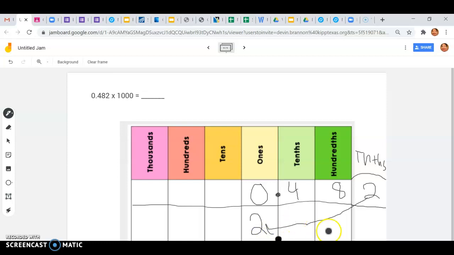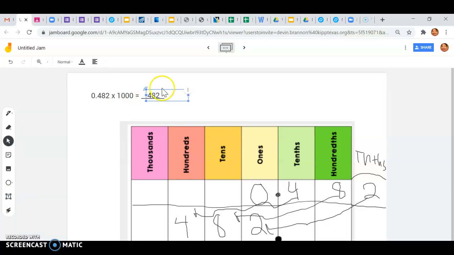Same thing is going to happen to the 8. So we're going to shift it 1, 2, 3. So that 8 is then going to be in our tens place instead of the hundredths place. And then we're going to shift the 4 3 times as well. So 1, 2, 3. So instead of it being in the tenths place, it's now in the hundreds place. Okay? So our new answer is going to be 482. That is our new answer.